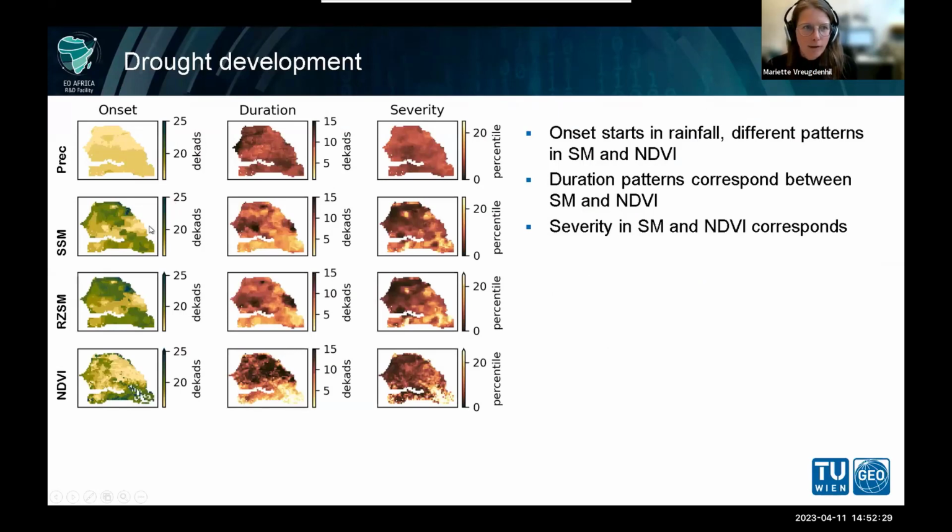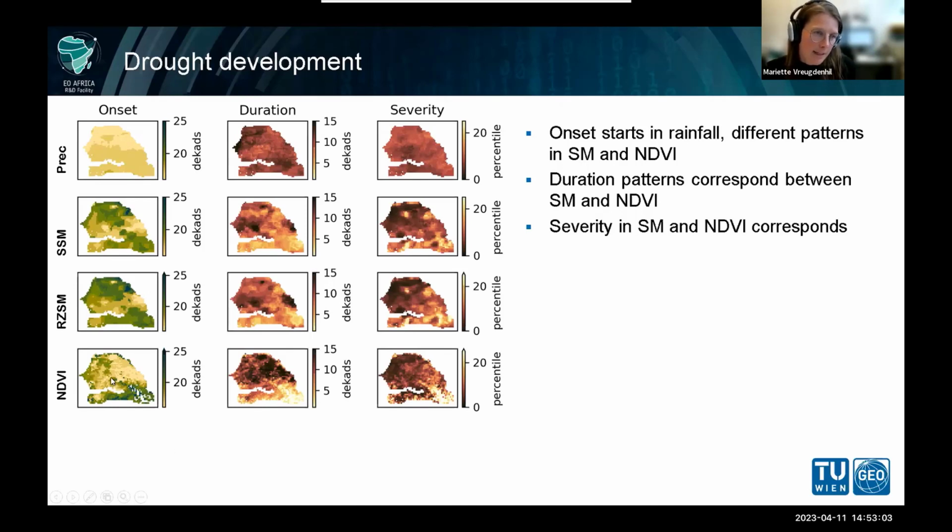Also, we can of course calculate the onset of a drought, the duration of a drought, and the severity of a drought. So here the onset of the drought is calculated based on in which decade, so which 10 daily period the drought started, and also the duration is calculated in decades. So a duration of 5 means 50 days of drought, basically. And what we can see, the onset starts in the precipitation, is then followed in the surface soil moisture, the root zone soil moisture is a bit later.